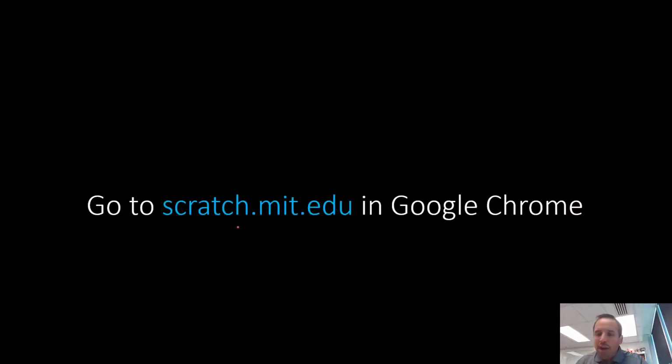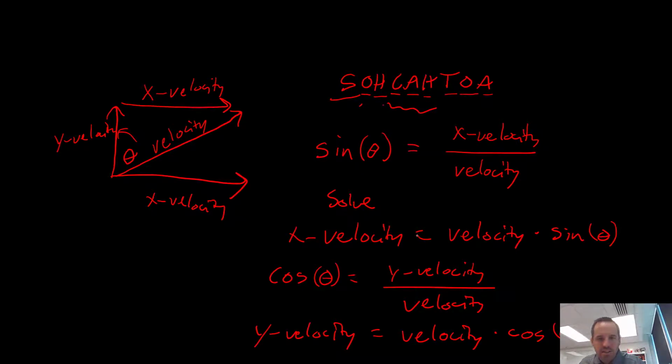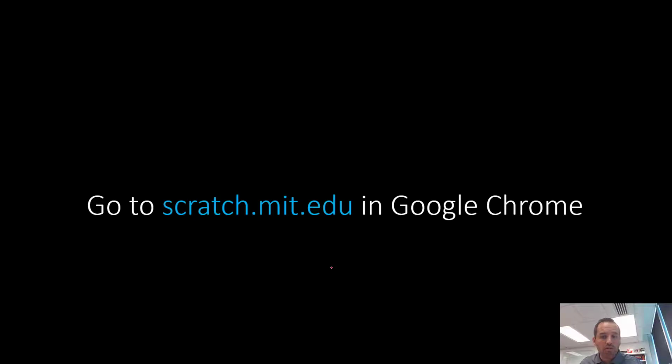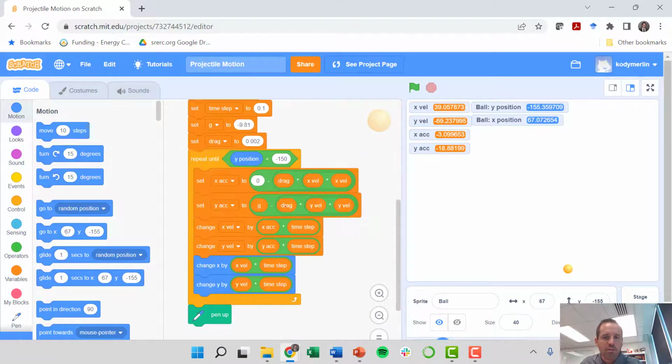So now we're going to go back to our code. We're going to try and remember these equations, the x velocity equation and the y velocity equation. And then we're going to go back to our code that we've developed by launching Google Chrome. So here I'm going to go to scratch.mit.edu. Here's my code if you remember.